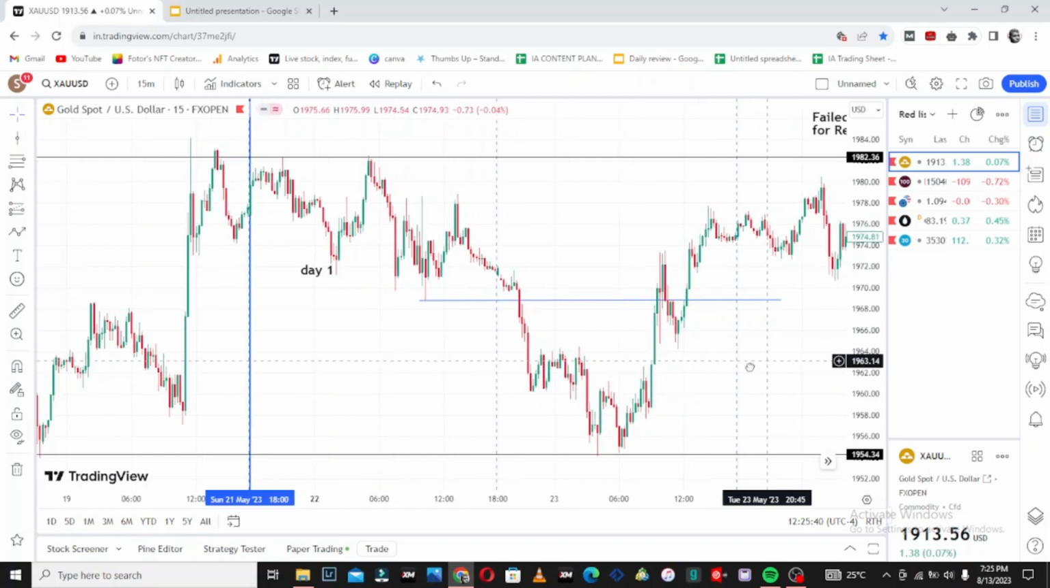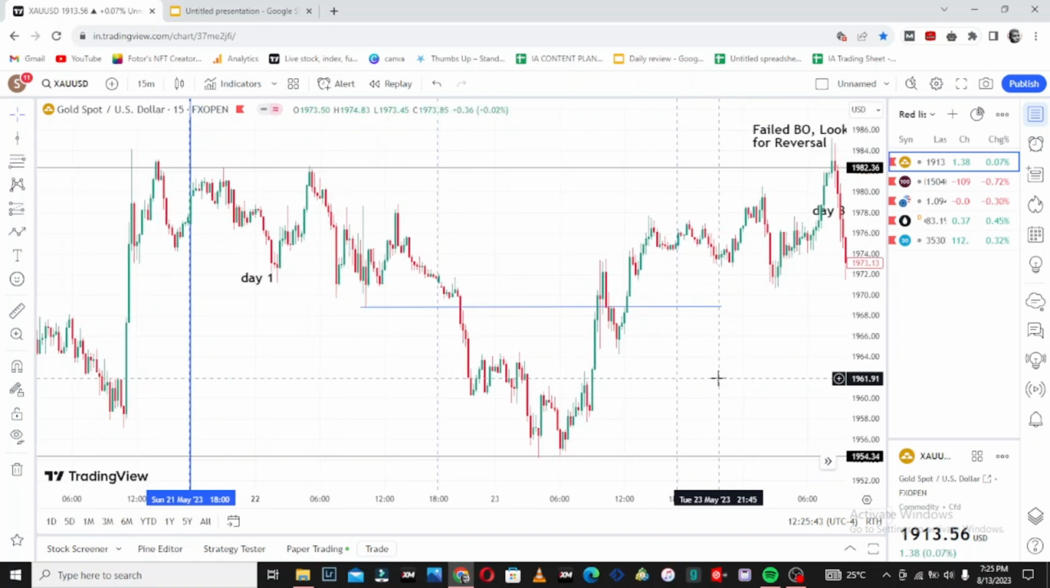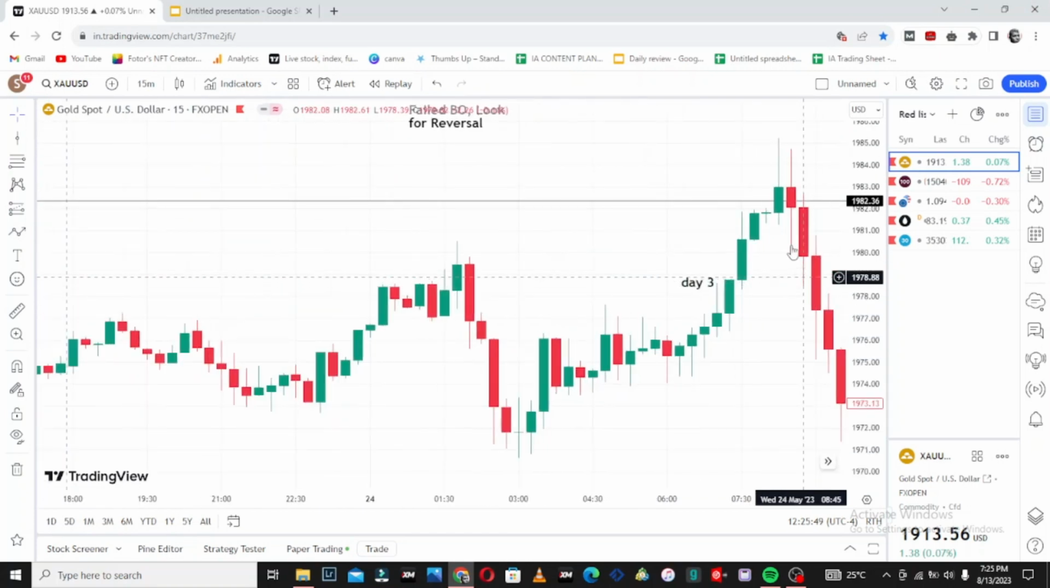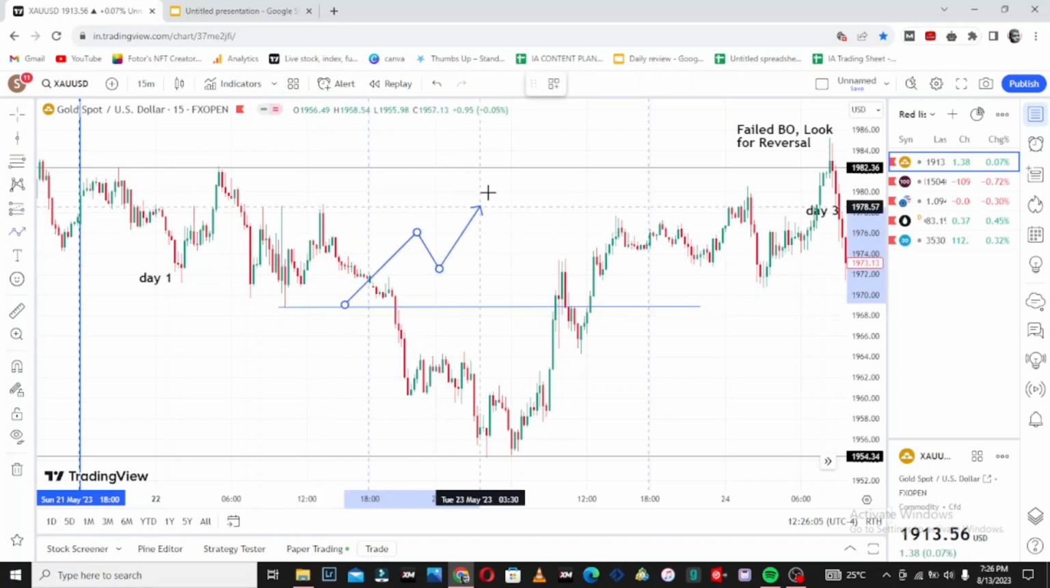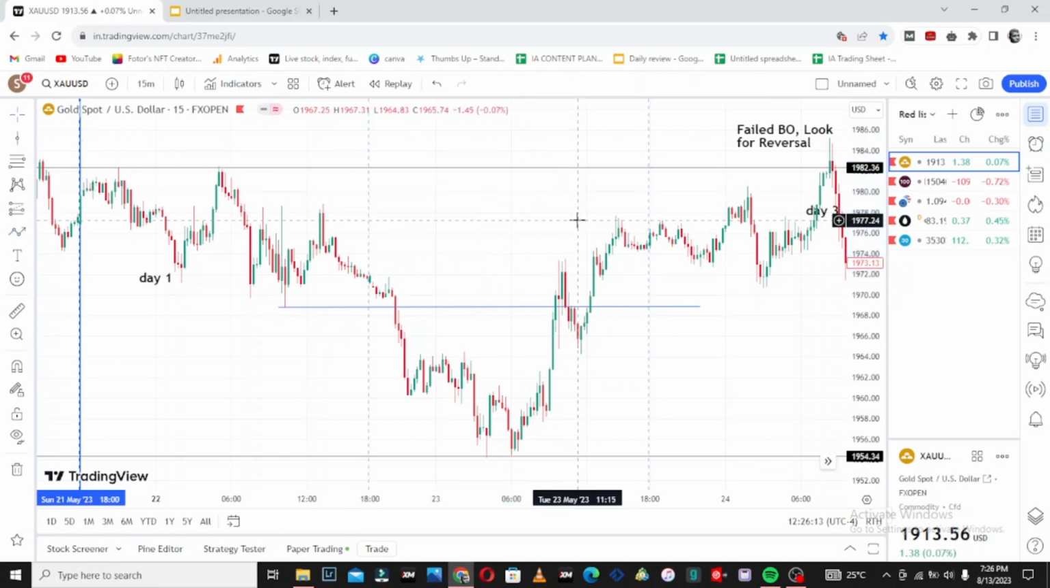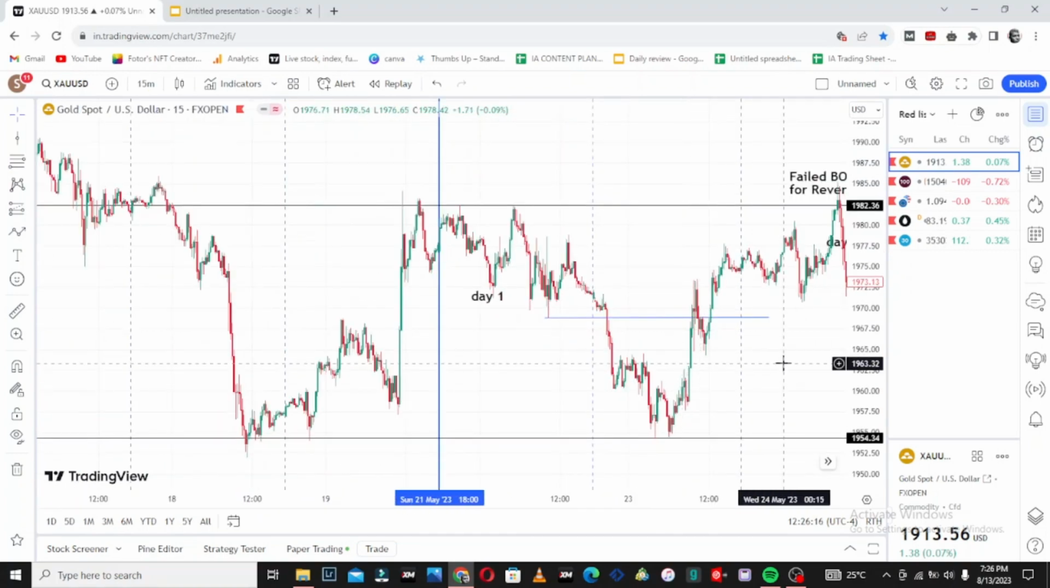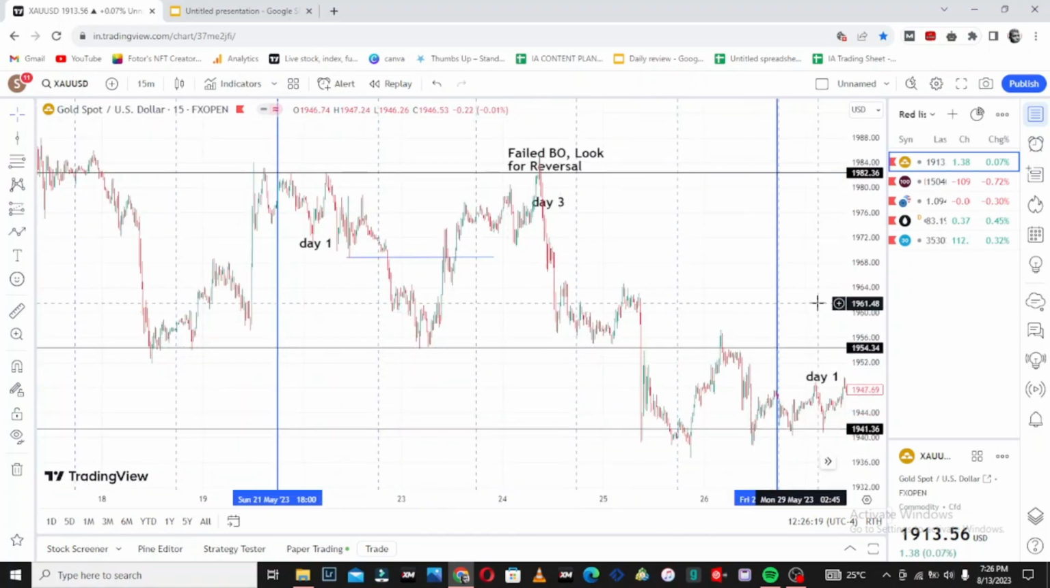So what happens in day 3? The price comes and breaks out, and then reverses. So we are capitalizing on the fact that the market moves like this. So once we have a breakout, we expect a pullback. So we are trading the pullbacks or the reversals. All right. Let's go to the next week.